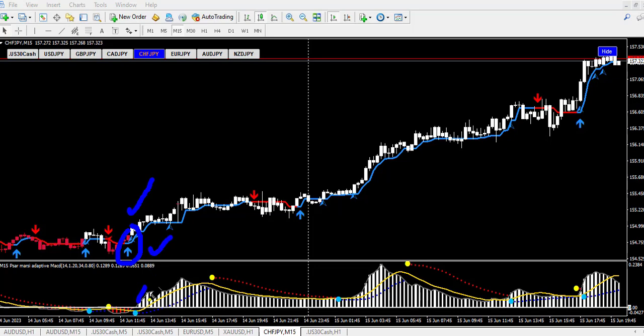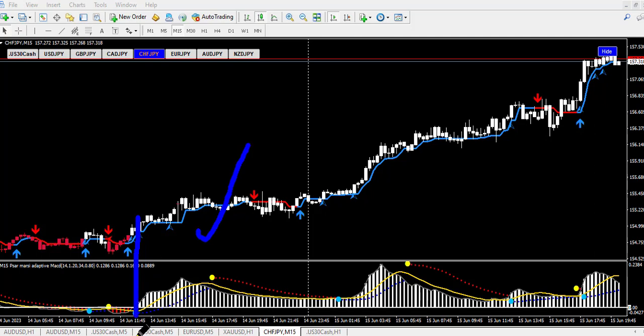And we have the aqua color here, this particular color that I use for buy also, and this did confirm this signal at this particular point. We have all the indicators in agreement, so this is a good buy. Then you ride the trend.